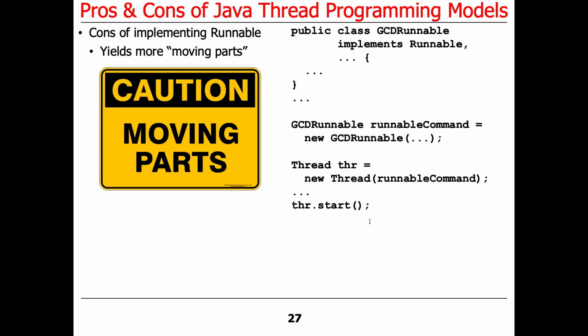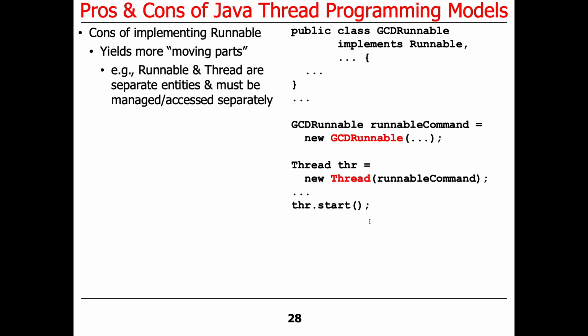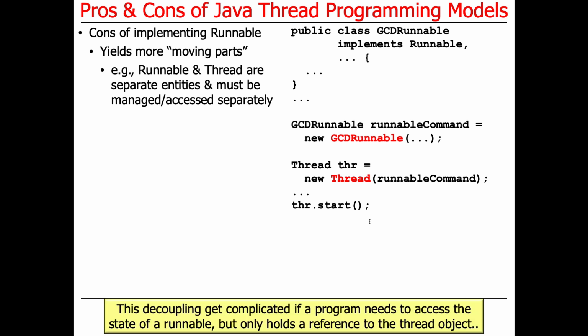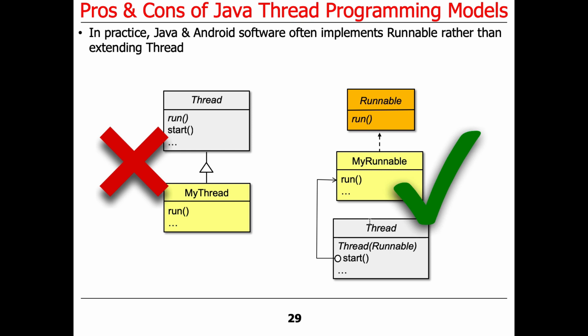Whereas if we're extending from the Thread class, there's just one thing, and state is in one place. And therefore, the Runnable and the Thread have to be managed and accessed separately, because we've got two of them now, not one of them. And that becomes a bigger deal if you need to keep track of the thread and its state in a single object. And you would normally need to do that if you had to deal with thread lifecycle issues that might arise depending on how you're going to handle things like screen rotation in Android. There are other ways around this, of course.